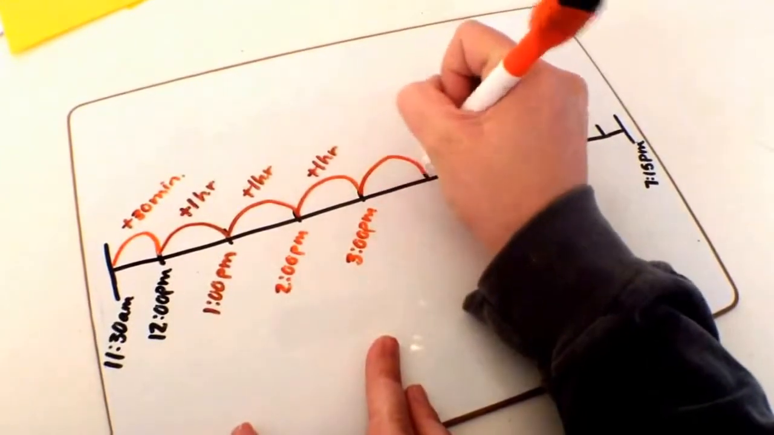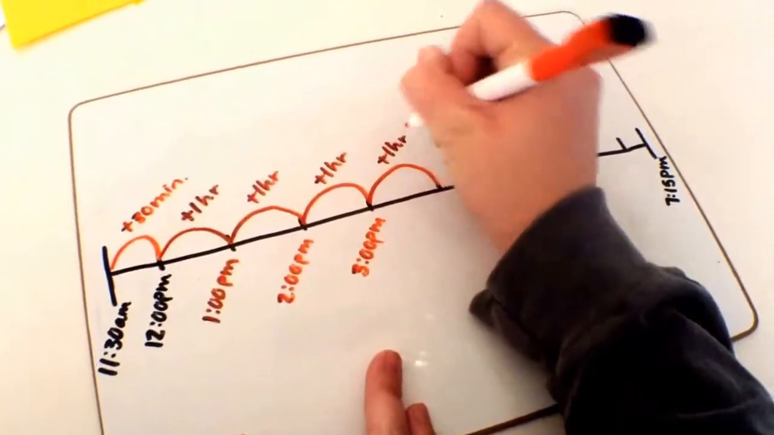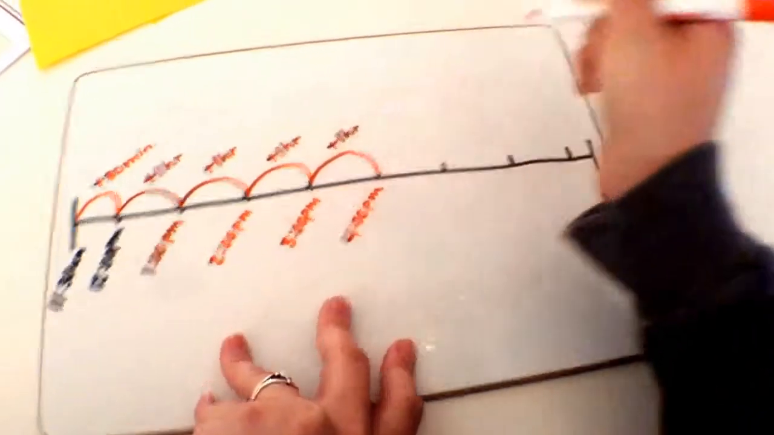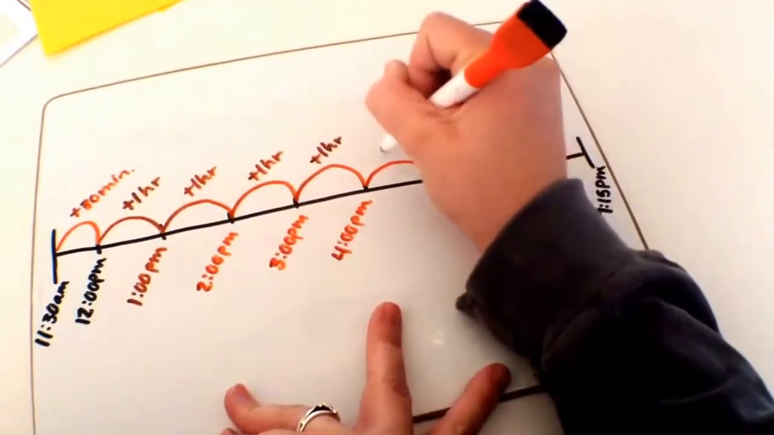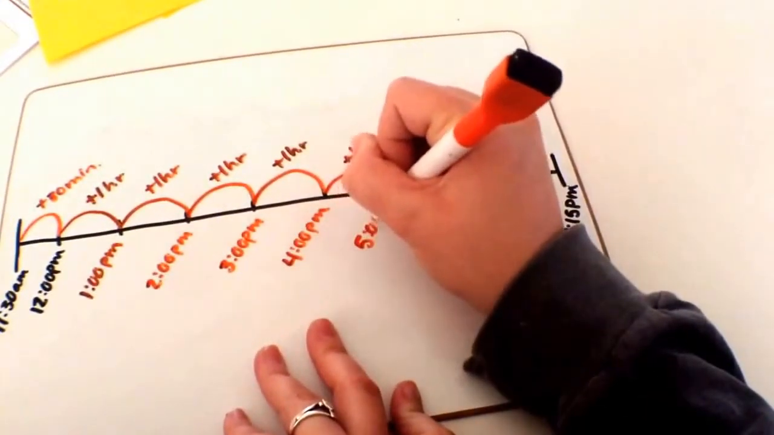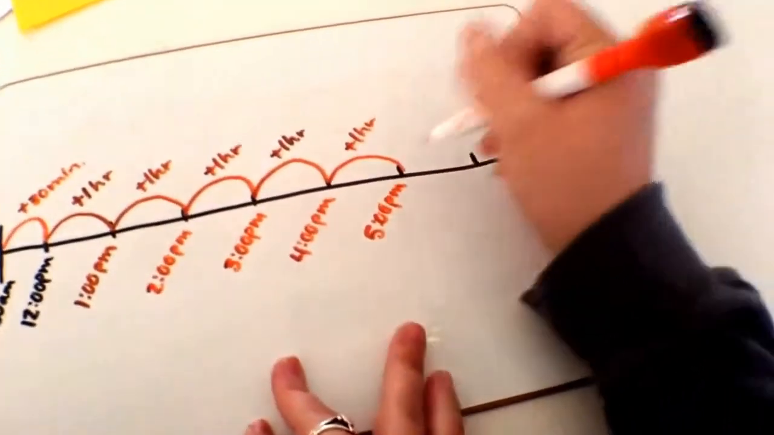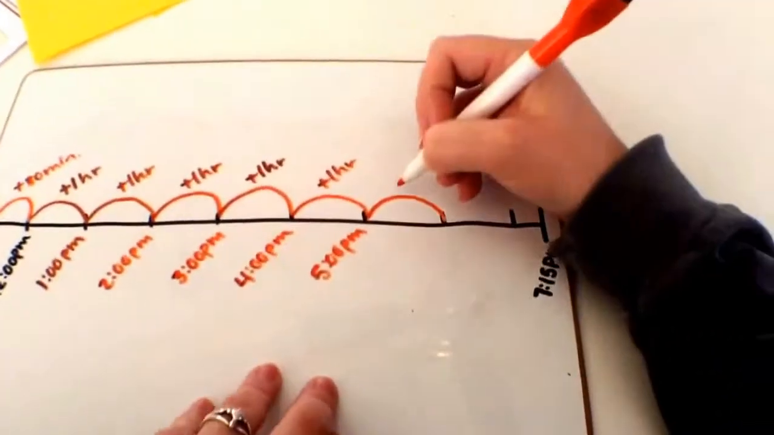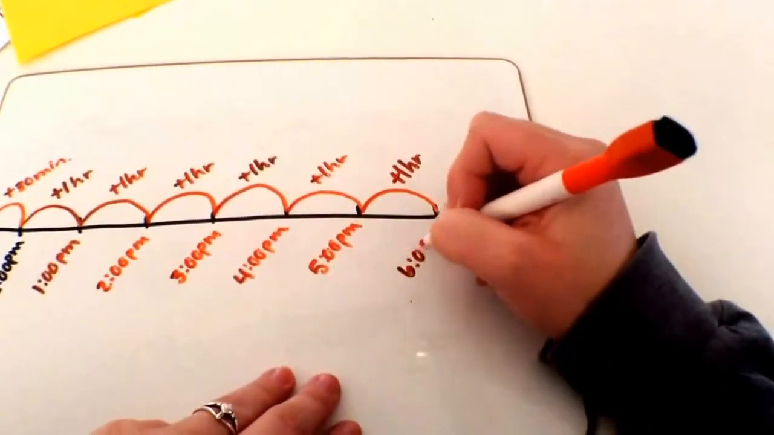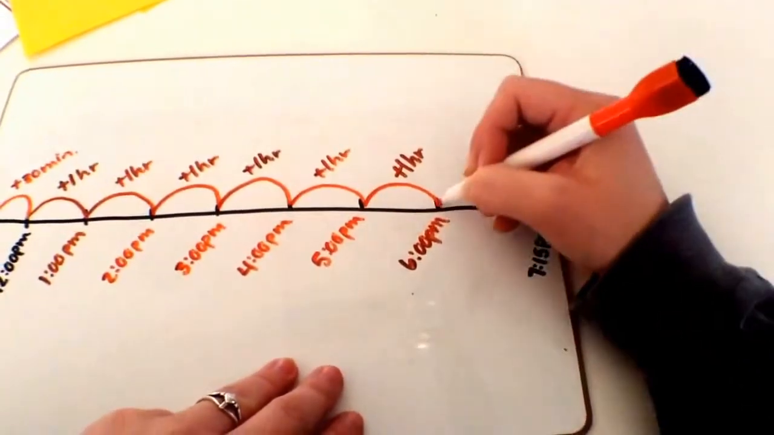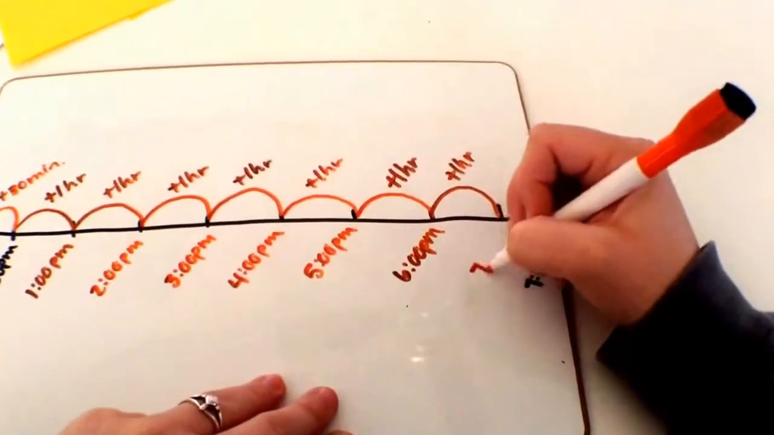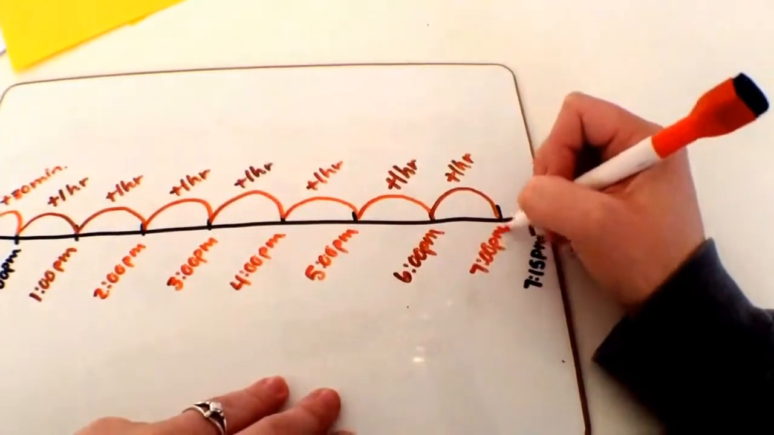We're going to jump another hour. That would bring our new time to 4 o'clock p.m. Going to jump another hour. Brings our new time to 5 o'clock p.m. I'm going to jump 1 more hour. That would make our new time 6 o'clock p.m. And 1 more hour, plus 1 hour, would be 7 o'clock p.m.